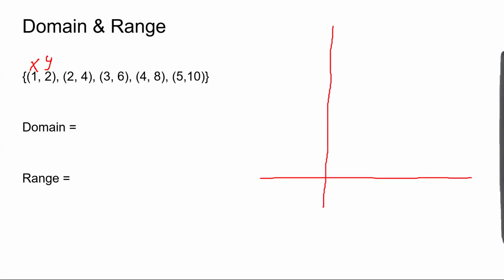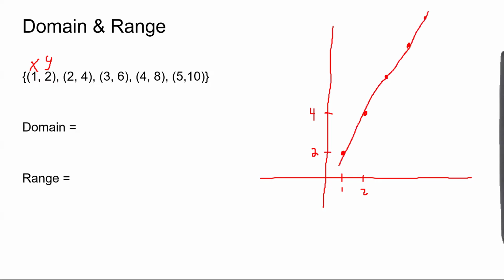Here, we come over 1, and then we go up 2, which would be about there, and there's a point. 2, 4 would be up here somewhere, and you get a point, and 3, 6 would be about here, and 4. You get the idea, right? They're making a nice straight line.